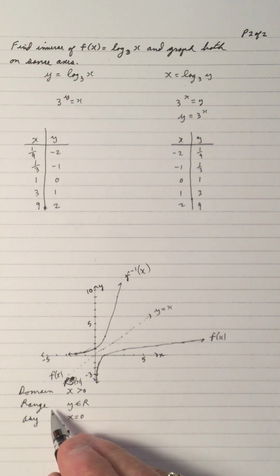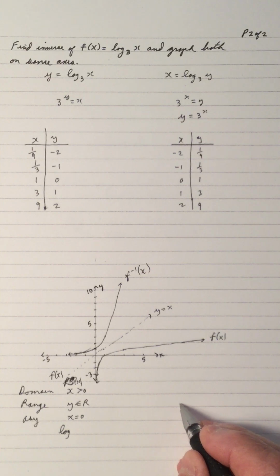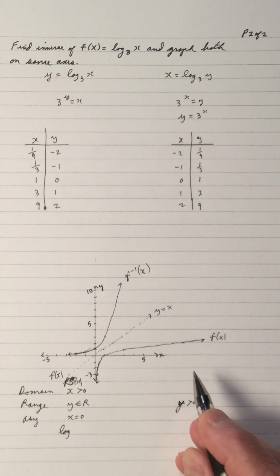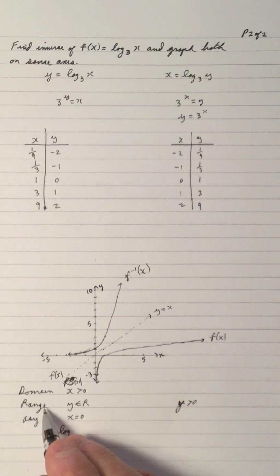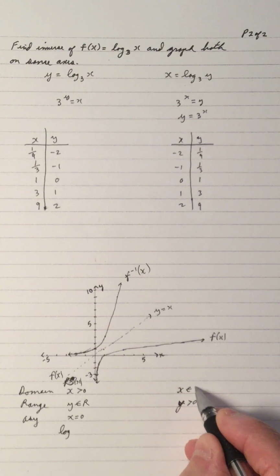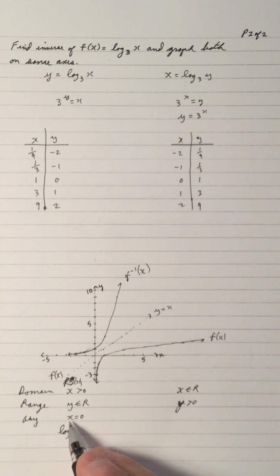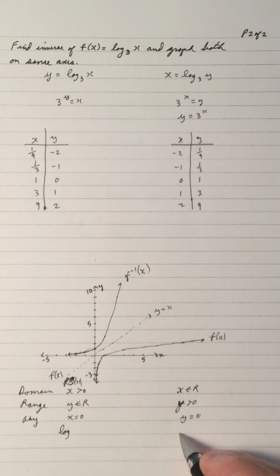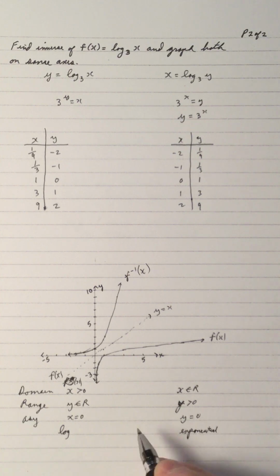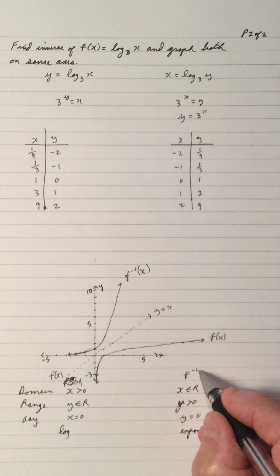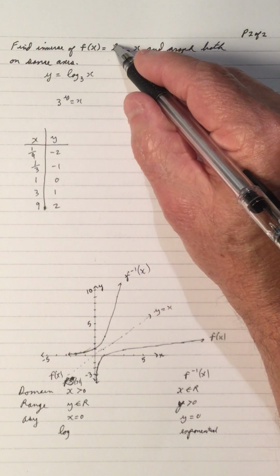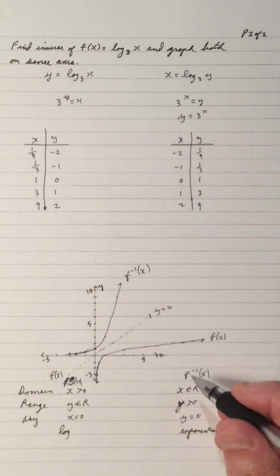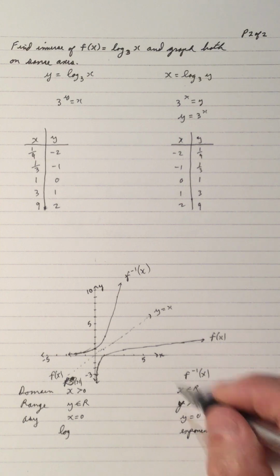And for the inverse, again, the domain becomes the range. Domain is always the x, the range is always the y. The range is y greater than 0, and the domain is x belongs to the reals. The asymptote is y equals 0. This is the exponential function, the f to the negative 1. So f of x is the logarithmic, which is this one, and the inverse, f to the negative 1, is an exponential, which is this one.